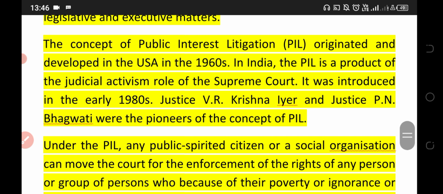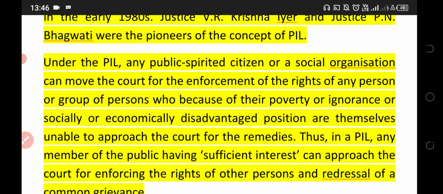The concept of public interest litigation (PIL) originated and developed in the USA in the 1960s. In India, the PIL is the product of the judicial activism role of the Supreme Court. It was introduced in the early 1980s. Justice V.R. Krishna Iyer and Justice P.N. Bhagwati were the pioneers of the concept of the PIL.